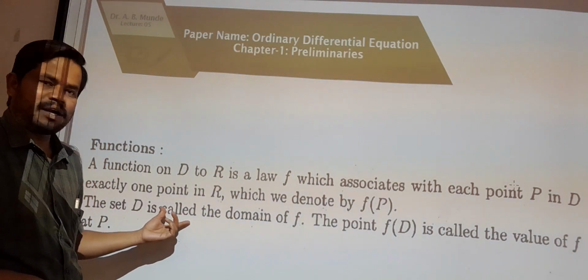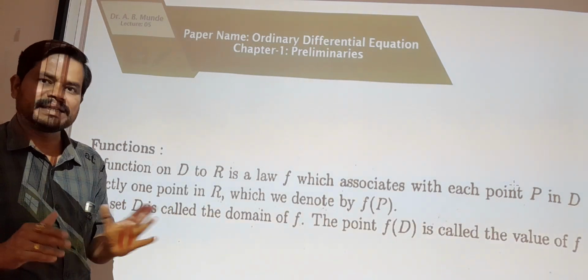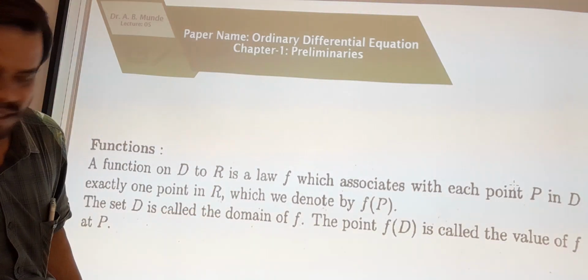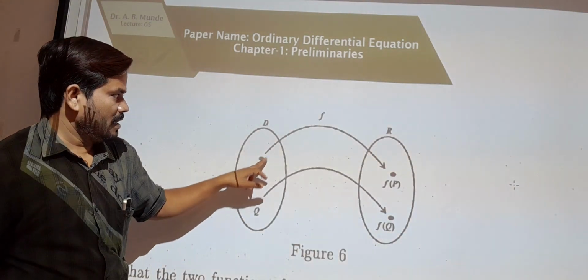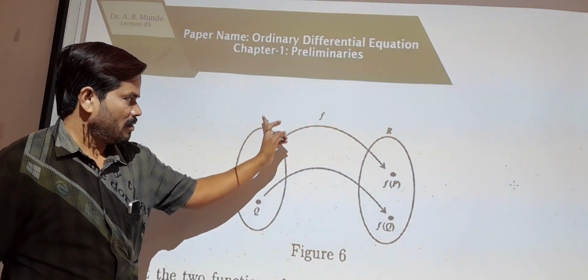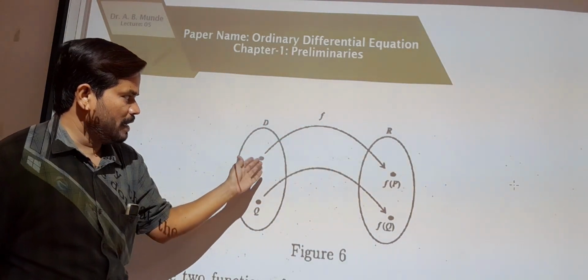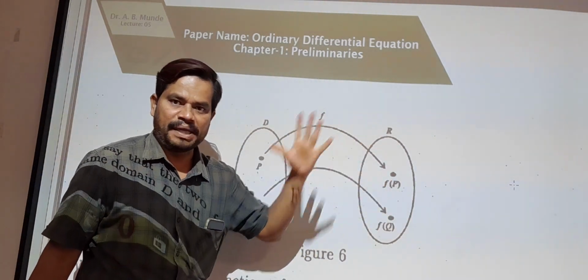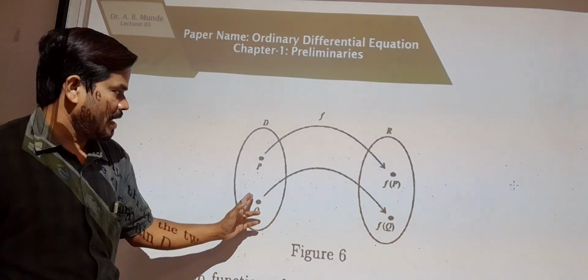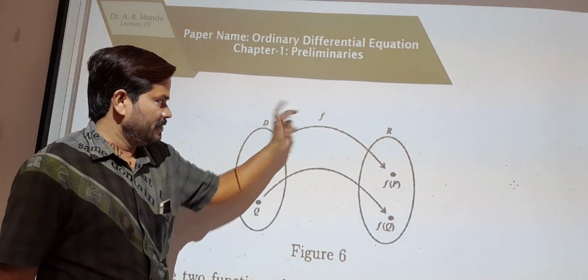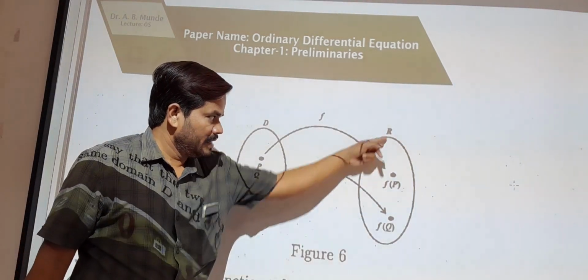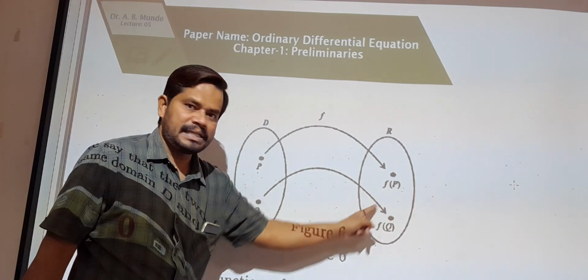So the set D is called the domain of the function f, and the set R is called the range of the function f. Look at the figure here: P is a point in the domain D. If we associate a function from D to R, then the value of this P in R is f of P. Similarly, if you take the point Q in the domain D, and the function f is associated from D to R, then the value of this Q in the set R is f of Q.